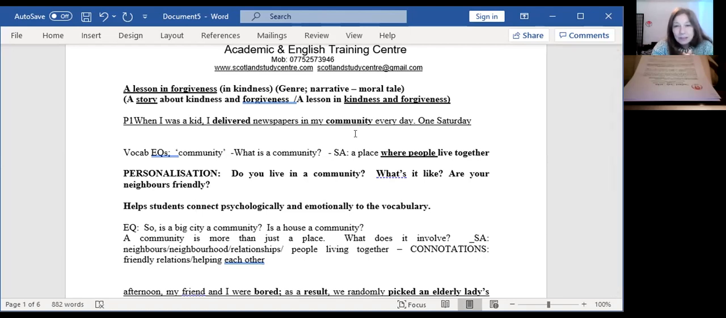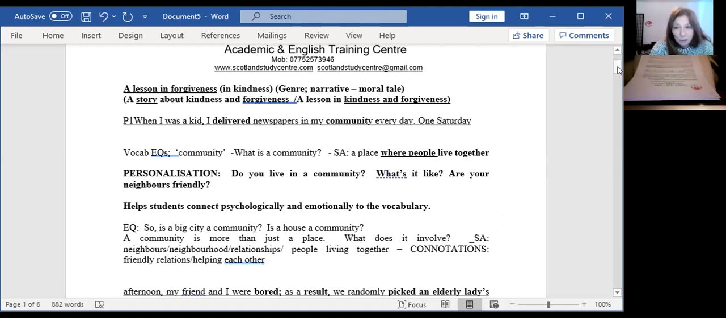Try to connect the story. Also connect the story and connect to them. Personalize it as well, and show the significance of the word to the story, because normally you help people in your community, but this boy behaved badly, right?